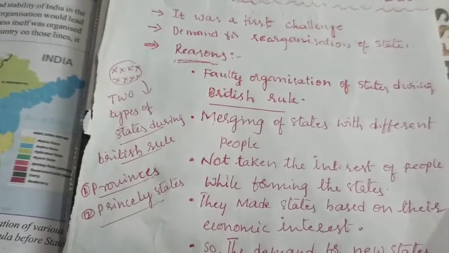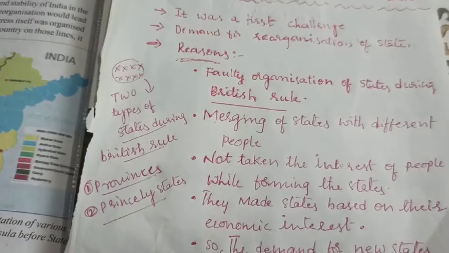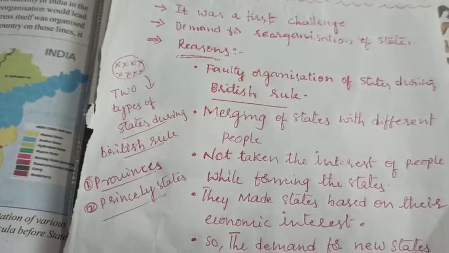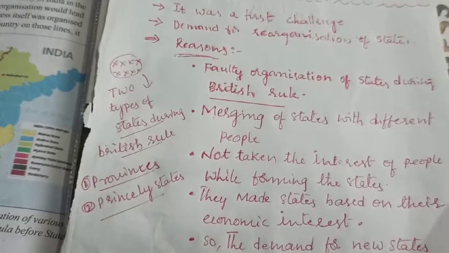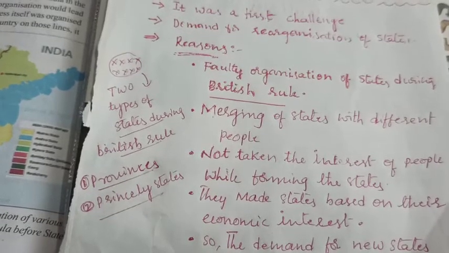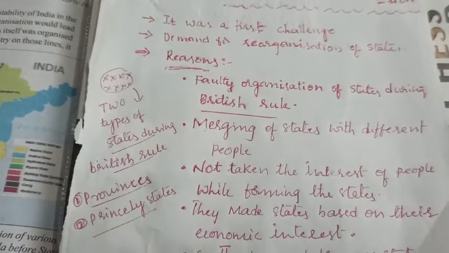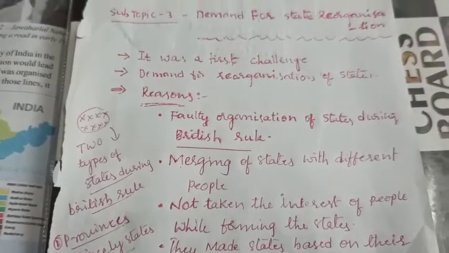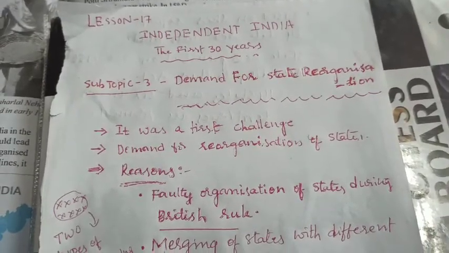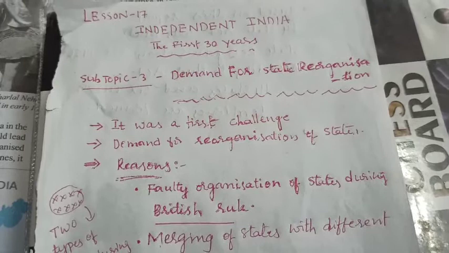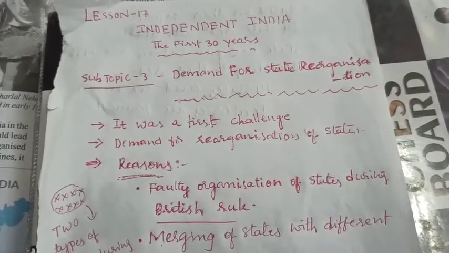So there were two types of states during British rule. One is provinces, which are directly under control of the Britishers. The second one is princely states, nothing but states which are under control of the princes. But I think this type of organization of the states was based on their interest. Talking about British rule, they made states based on their interest. Faulty organization of states during British rule.